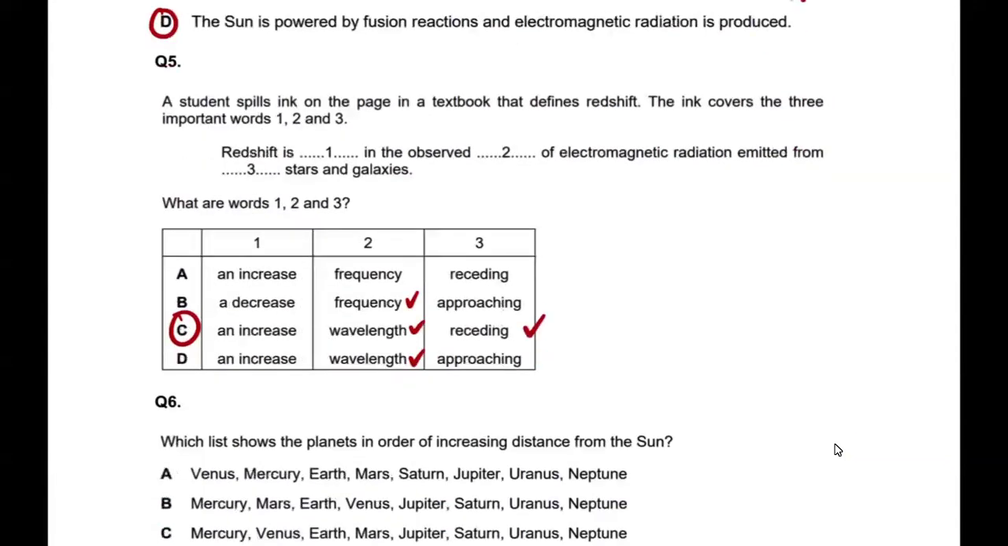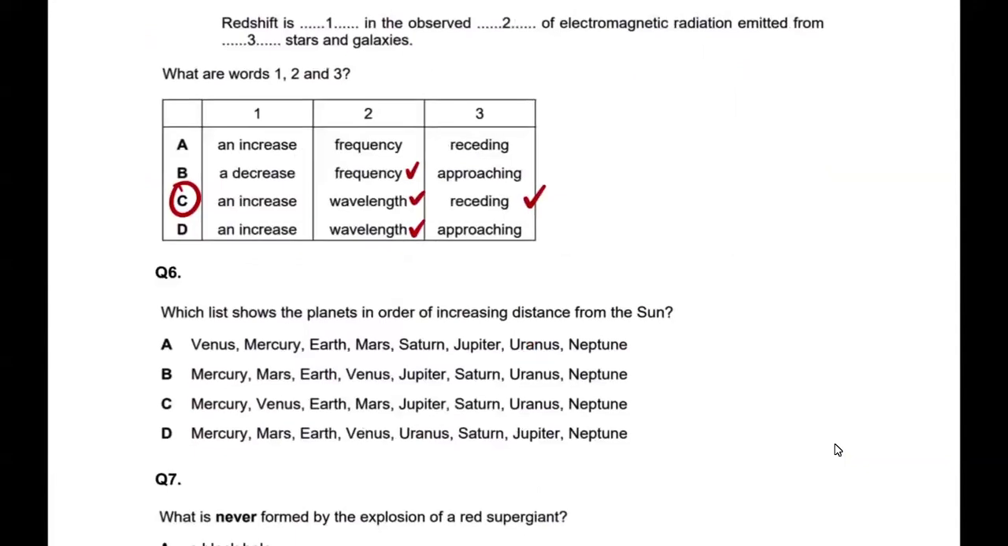Next, question number 6. Which list shows the planets in order of increasing distance from the sun? So you know the mnemonic MVEM JSUN, right? So Mercury, Venus, Earth, Mars. So that's C. Jupiter, Saturn, Uranus, and Neptune.